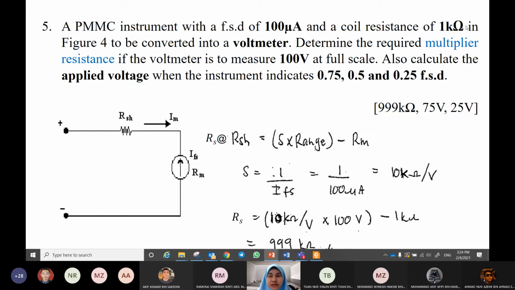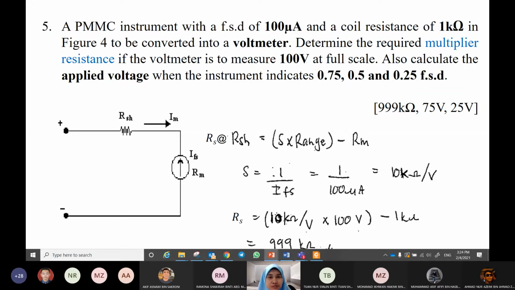Okay, so the next is to calculate the applied voltage when the instrument indicates 0.75, 0.5, and 0.25 full scale deflection. Meaning that when the needle of the meter, imagine that this is an analog meter, indicates 0.75 of the full scale of the screen, what is the voltage?